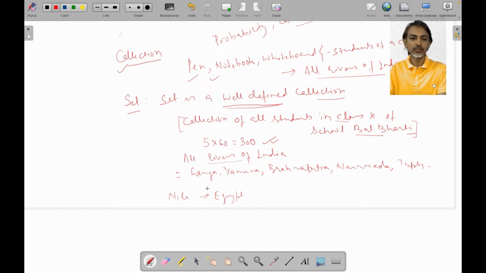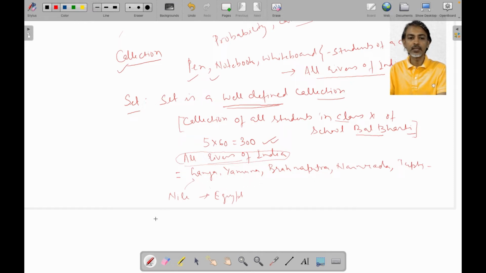So we know that since it is not flowing in India, it's not going to be a part of this collection. So again, this is a set which is well defined because anyone who knows all the rivers of India will arrive at the same set of rivers which are flowing in India, right?